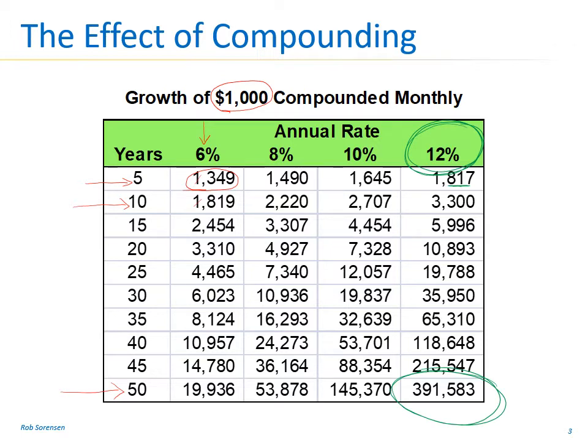That's impressive. If only we could find 12%, and if only we were smart enough to maybe invest that money when we were 10 years old so we could take it out when we were 60. But it really does show you kind of the power of compounding.